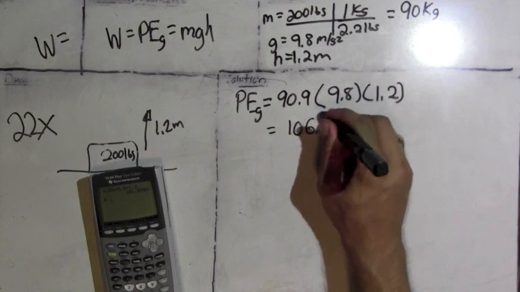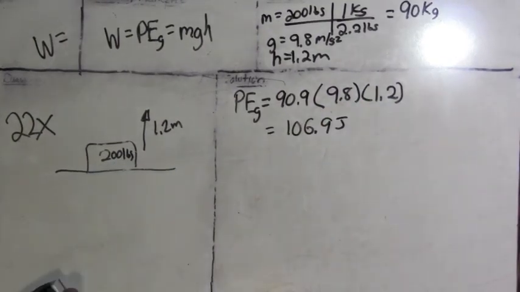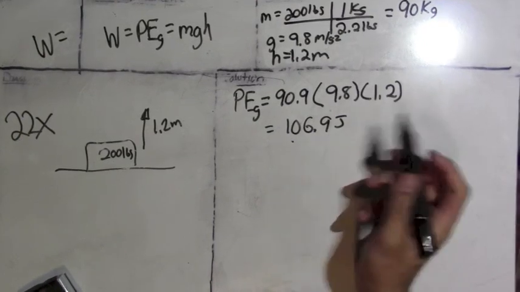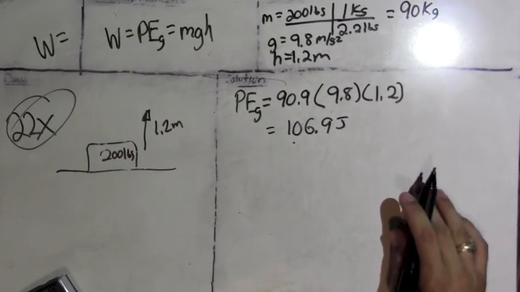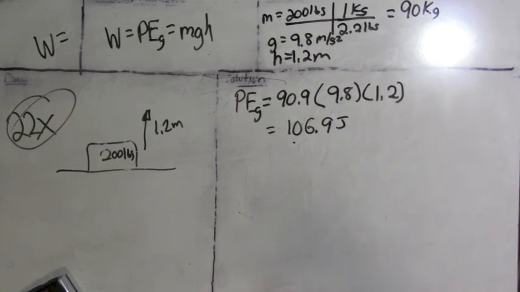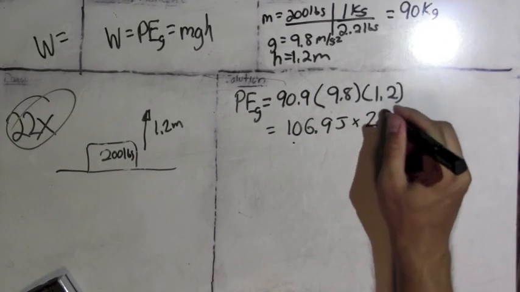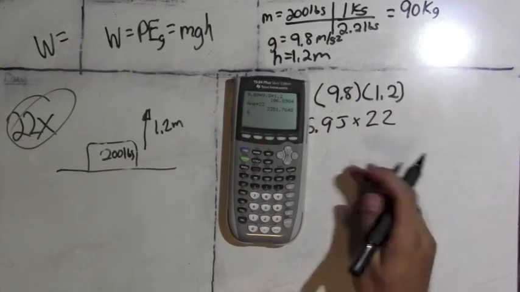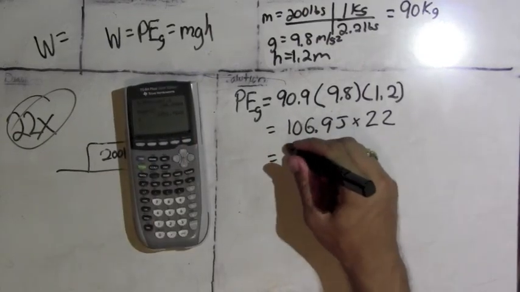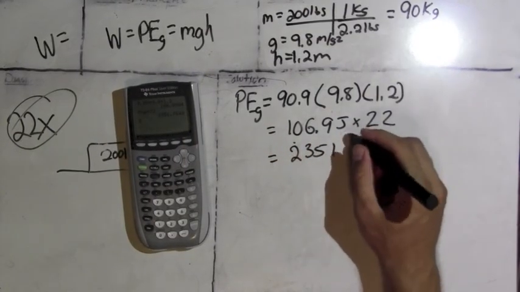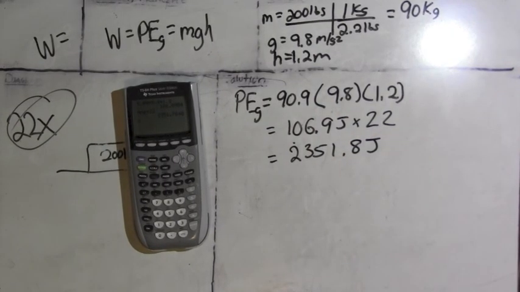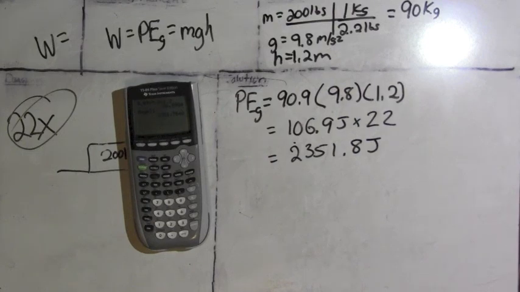Now remember, that's not our final answer. What we did is we basically lifted this weight one time with 106.9 joules of energy. However, he does it 22 times. Because of that, you've got to multiply this value by 22 to realize that it's actually 2,351.8 joules.